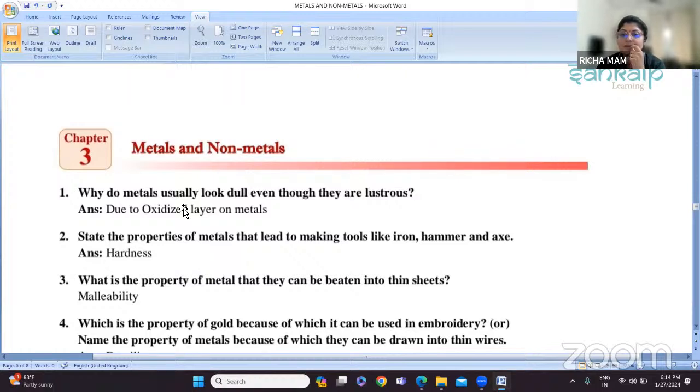Because these metals, when they come in contact with the oxygen from the air, form an oxidized layer. So they look dull.